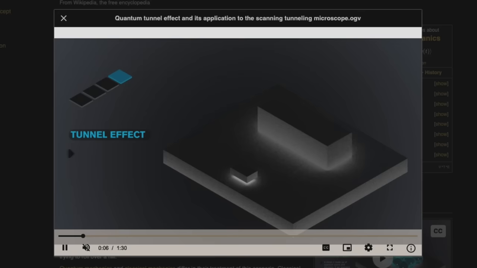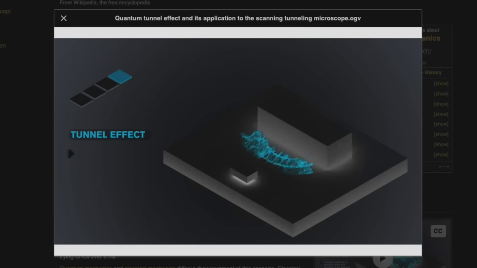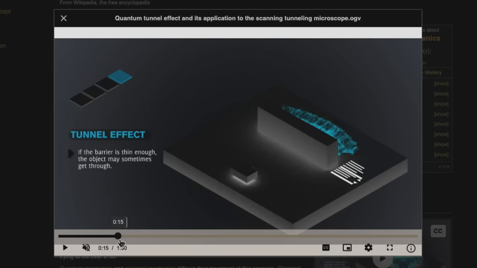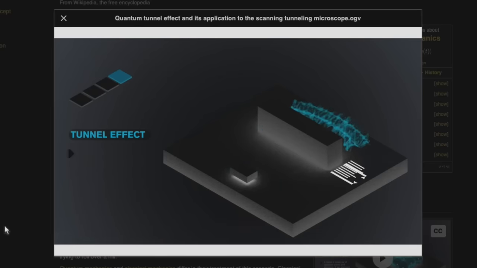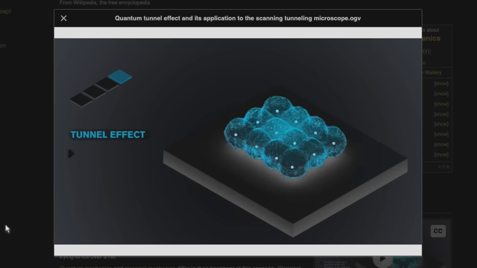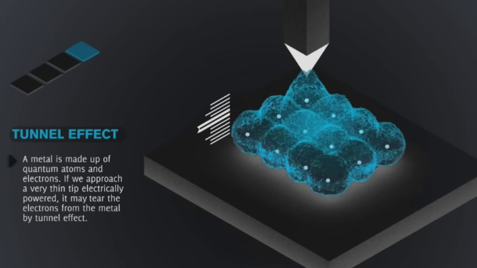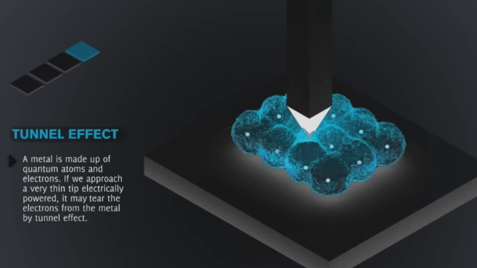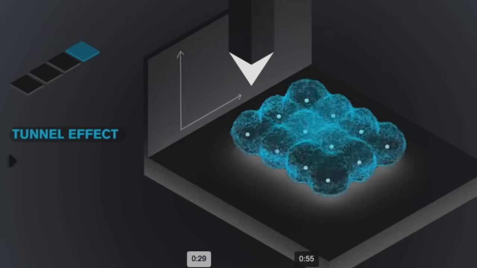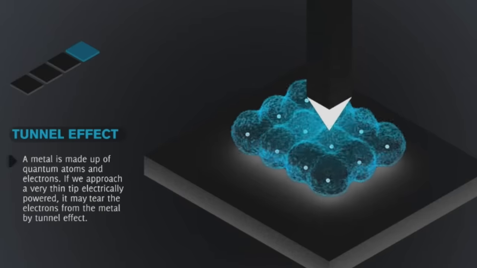So here's a video showing the tunneling effect. Quantum tunnel effect and its application to the scanning tunneling microscope. When a quantum object is sent on a thick barrier, it bounces off. If the barrier is thin enough, the object may sometimes get through, or tunnel through. The thinner the barrier, the more likely the object is to pass. And there's the conducting tip. A metal is made up of quantum atoms and electrons. If we approach a very thin tip electrically powered, it may tear the electrons from the metal by tunnel effect.